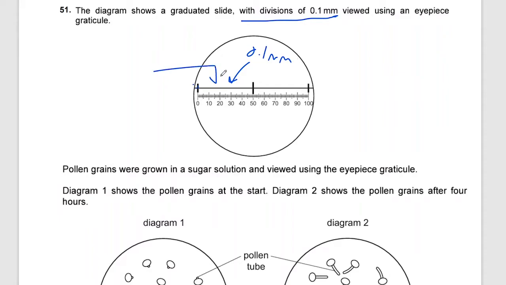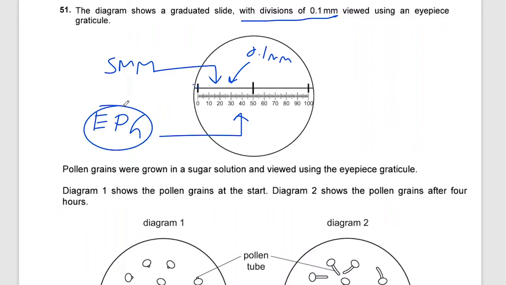The upper one is the stage micrometer, and the lower one with the smallest divisions is called the eyepiece graticule. So the one with the bigger divisions is the stage micrometer, and the one with the smaller divisions is the eyepiece graticule.